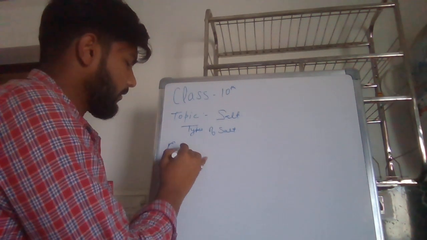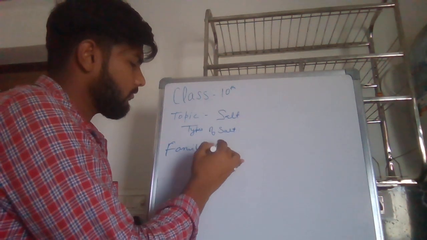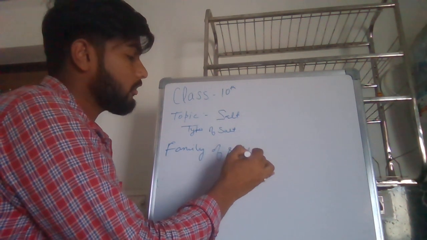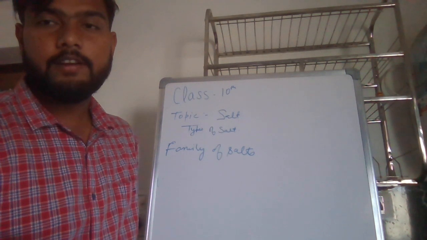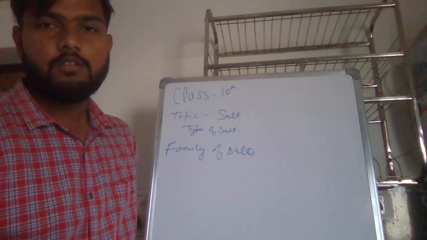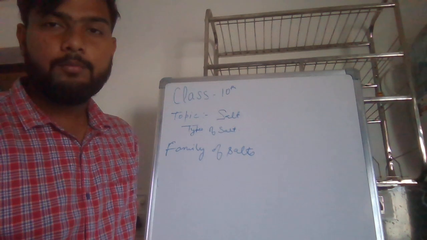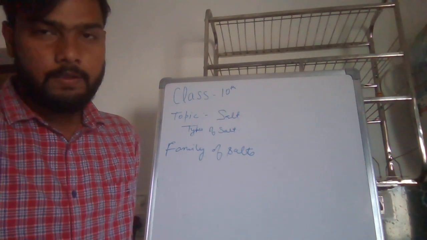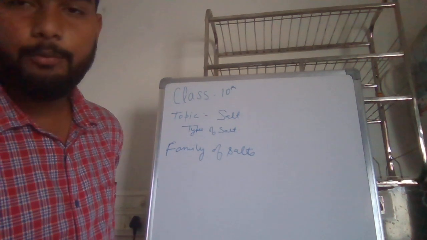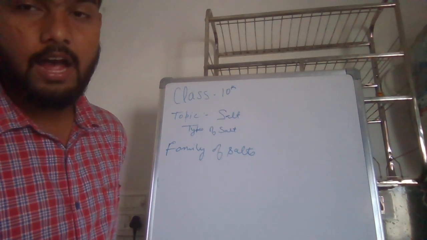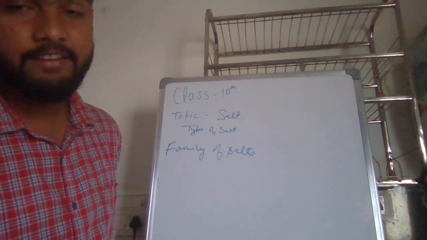We will talk about the family of salts. Student, please define this family of salt. What do you understand by this family of salt? So here we will come to know about the family of salt. Salts having common acidic or basic radicals are said to belong to the same family.